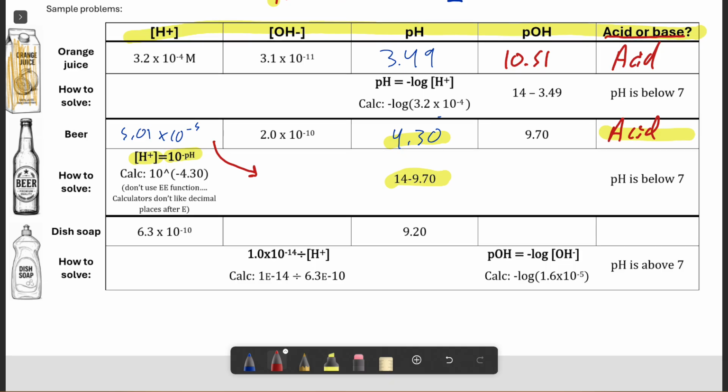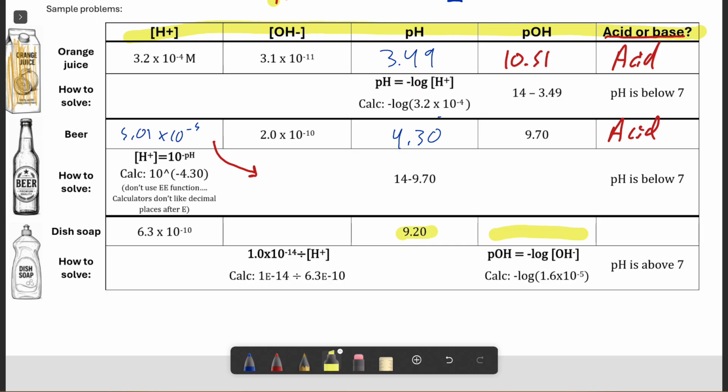All right, let's go to dish soap. This time I have the opposite data, because before I was dealing with pH and H plus, and now I need to figure out pOH and OH negative. Let's find a different way to deal with this. So I'll start with the simplest thing first. I want to know what is the pOH. My pOH is going to be 14 minus 9.20.